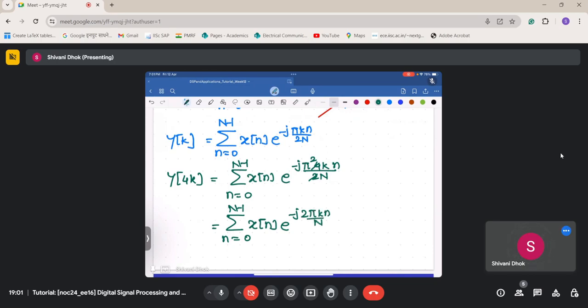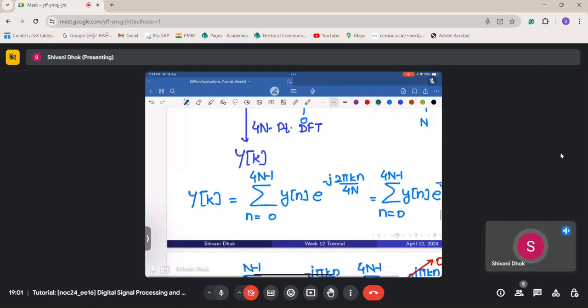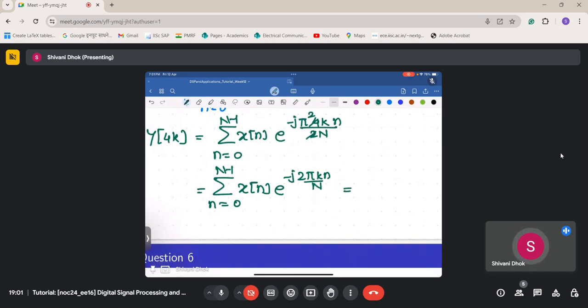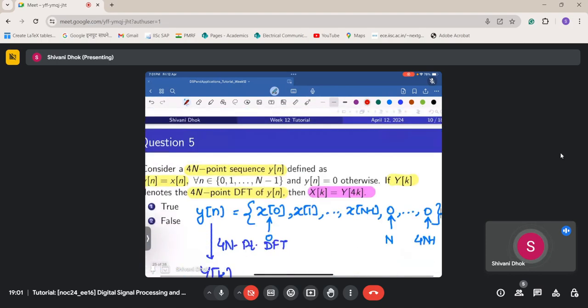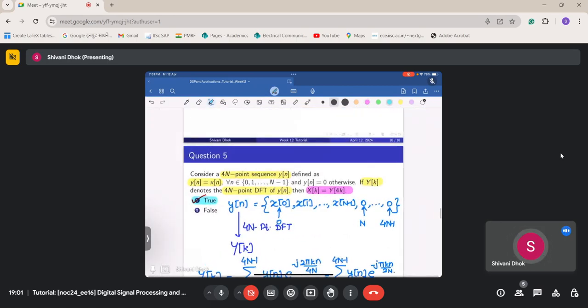Now if you observe the given information, X[k] is the summation n equal to 0 to N minus 1 of x[n] into e power minus j 2 pi k n by N, and this is what we obtained here. So this is equal to X[k]. Therefore Y[4k] is equal to X[k], and the given statement is true. Is it clear? Any questions?